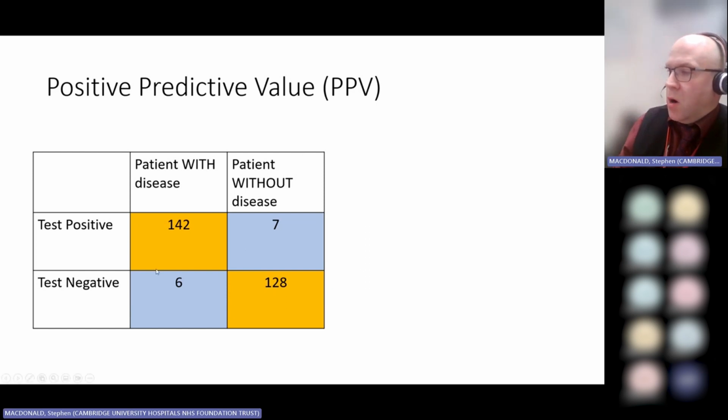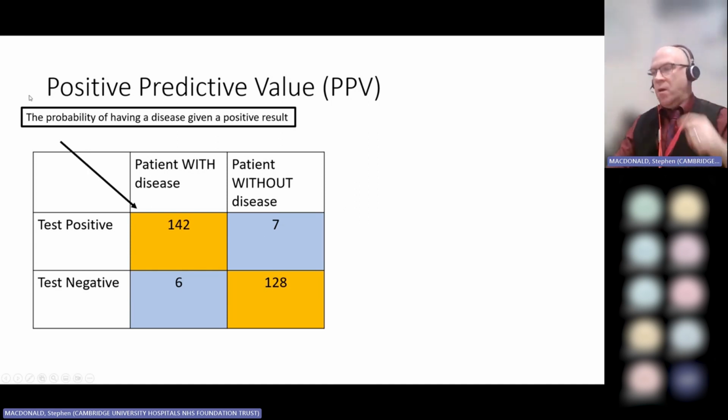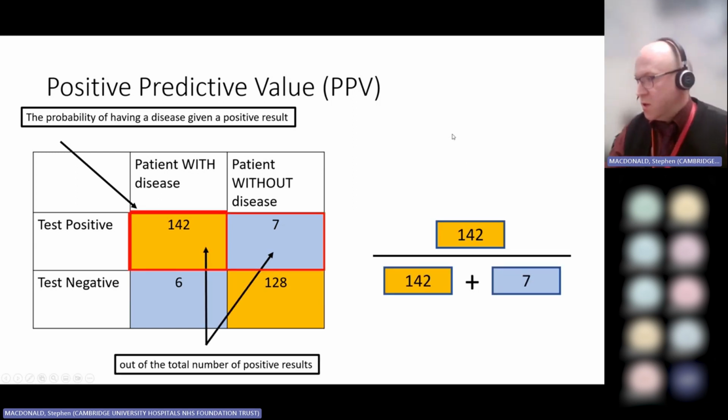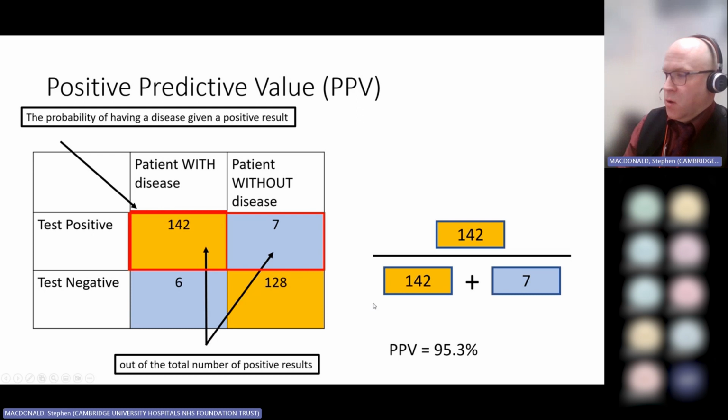So let's go back to our data that we saw before when we were doing sensitivity and specificity. We were looking at the columns. Now we're looking at the rows. So for the positive predictive value, we're looking at 142 divided by 142 plus 7. So that's 142 divided by 149. We can again see that this is going to have a high positive predictive value. And we know that by looking at the raw numbers, because of all the positive results that we received, 142 of them were in patients genuinely with the disease.